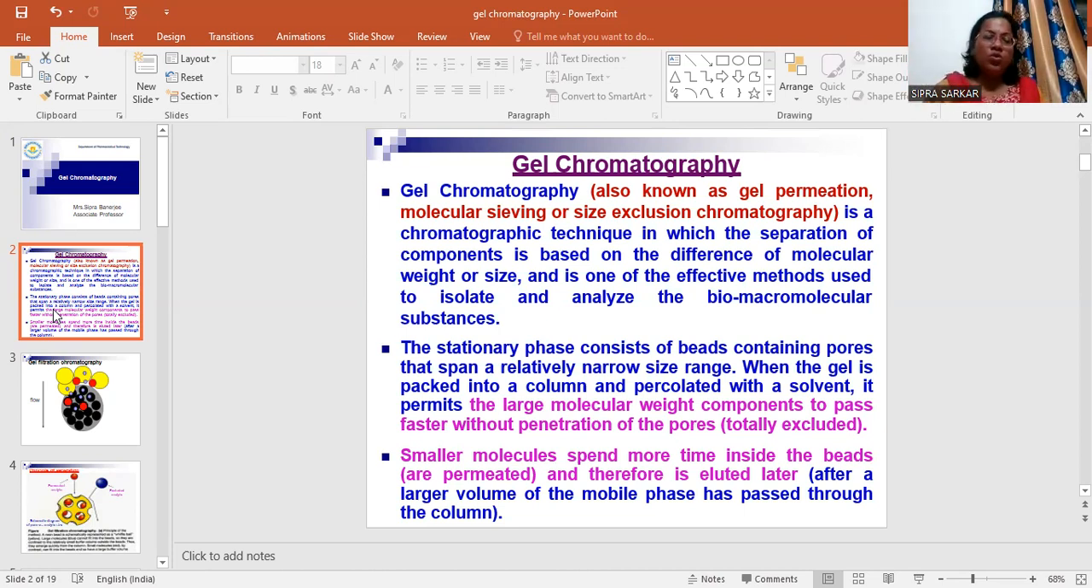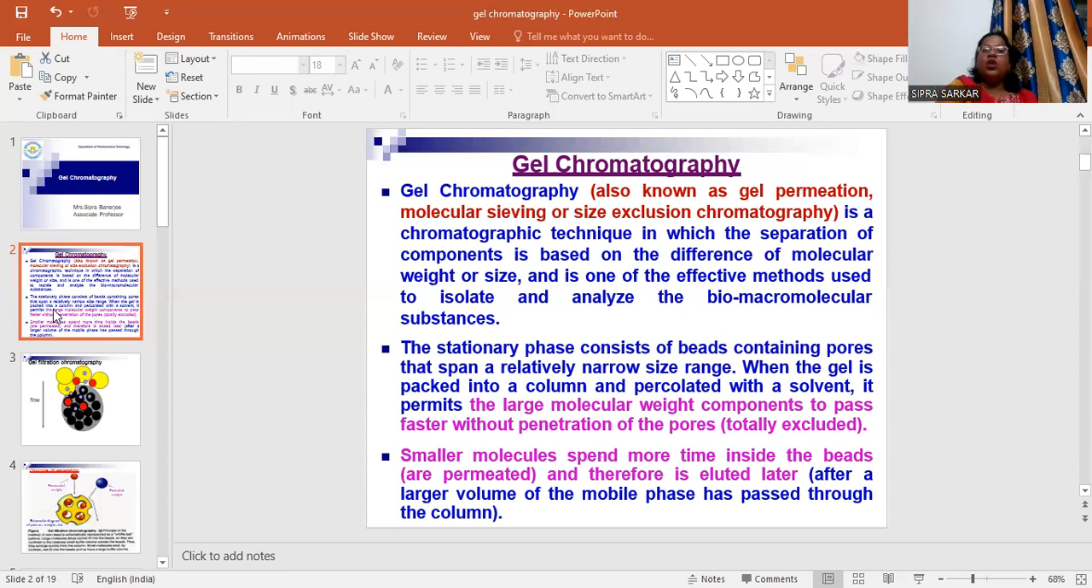In gel chromatography, when the gel is packed into a column and percolated with a solvent, it permits the larger molecular weight components to pass faster, without penetration of the pores, that is, totally excluded. That means the gel will be packed into the column and the solvent will be percolated through that stationary phase. Large molecular weight components will pass faster without penetration of the pores. That means the larger molecular size cannot be absorbed into the pores of the gel.